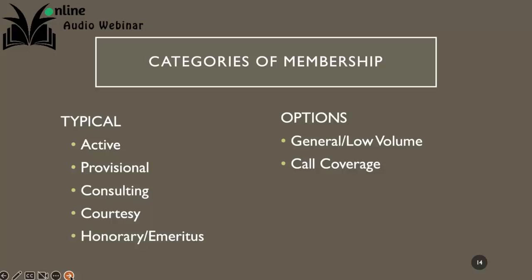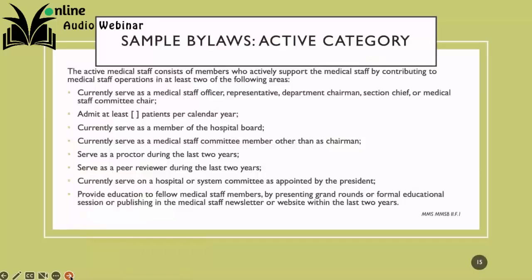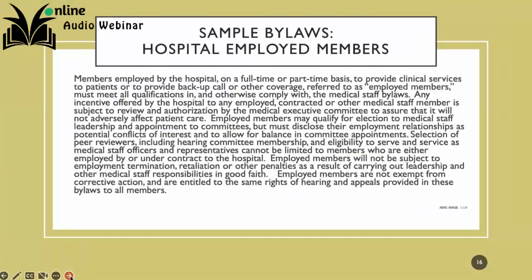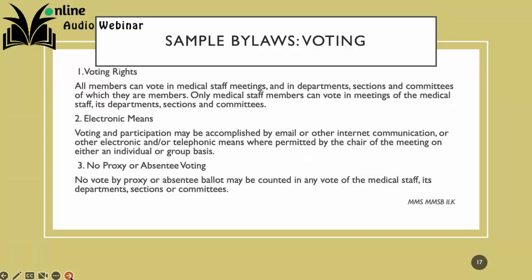So here's an example for active category. Have a look. A lot of times active category just means a certain number of patients or patient contacts per annum. Also make sure that you address the issue of employed members. Voting rights, it's important to specify those and make it clear who can vote. And as we learned during COVID, it's important that there be means of participating remotely.